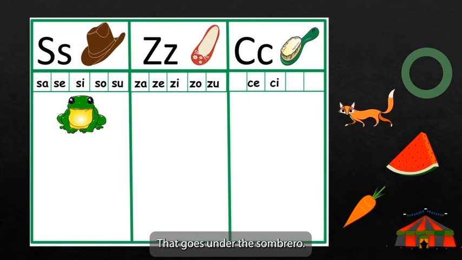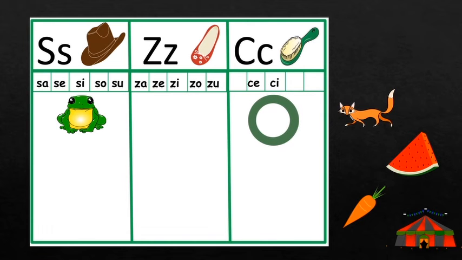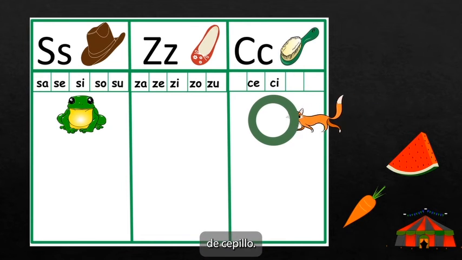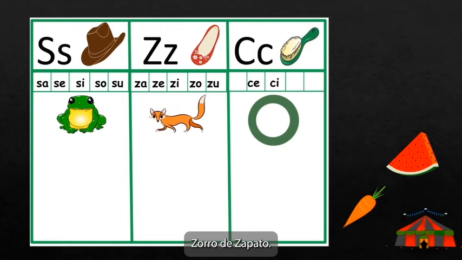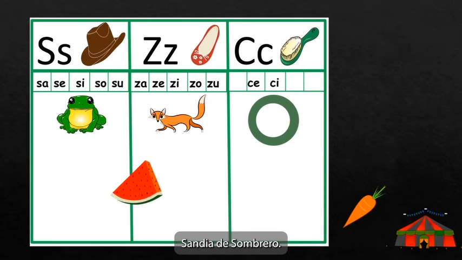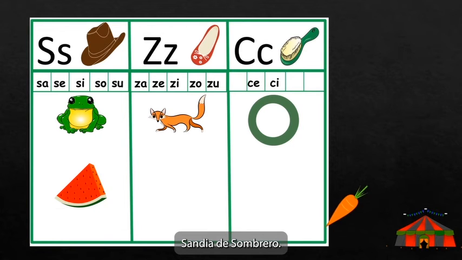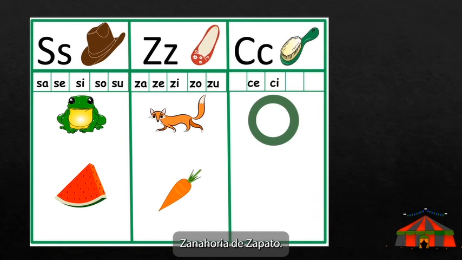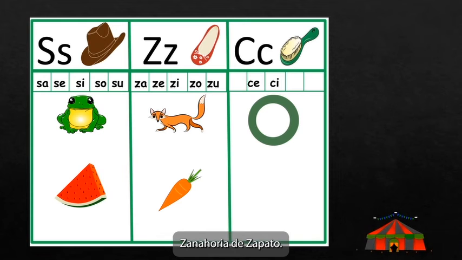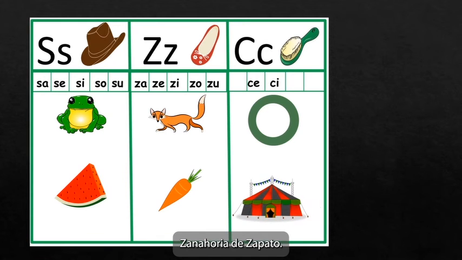That goes under the S de sombrero. Círculo, S de cepillo. Zorro, S de zapato. Sandía, S de sombrero. Zanahoria, S de zapato. Circo, S de cepillo.